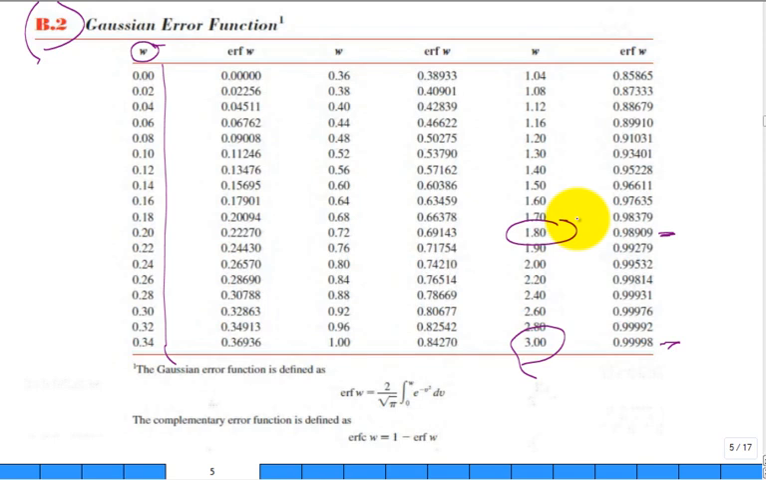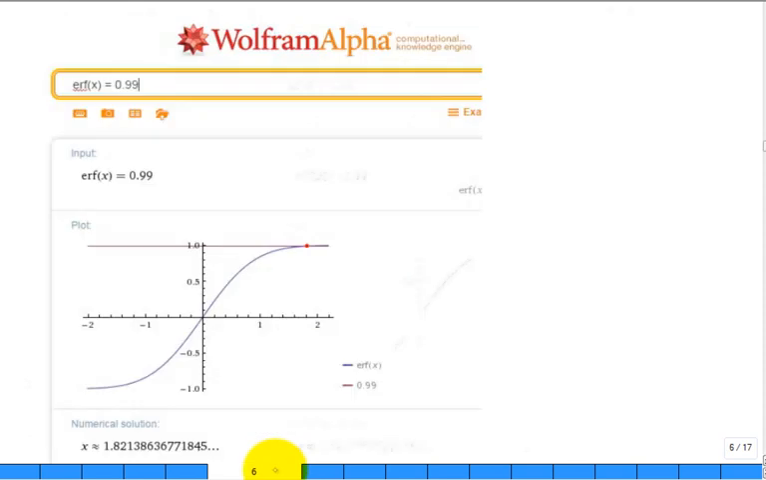A lot of times in fluid mechanics or in heat transfer, 0.99 is close enough to 1 to say we're there. So if you ask for the value of x when the error function is 0.99, it comes back with more digits than you want, but it's close to 1.82, and we'll use that value in a second, 1.82.